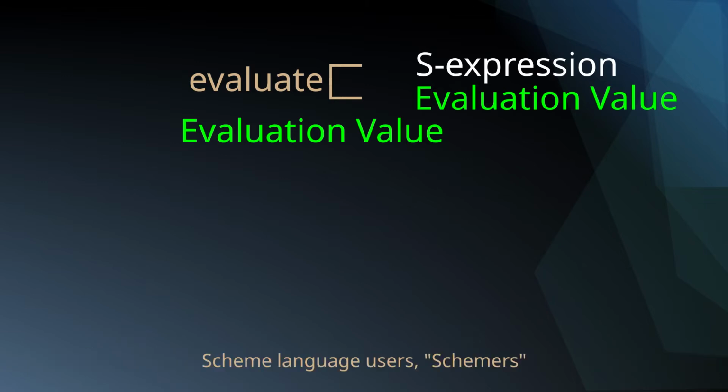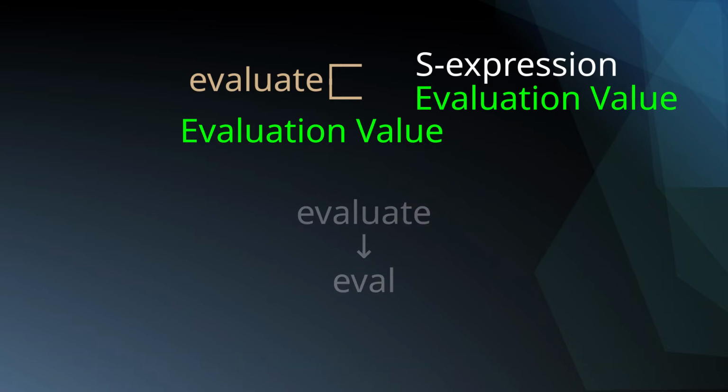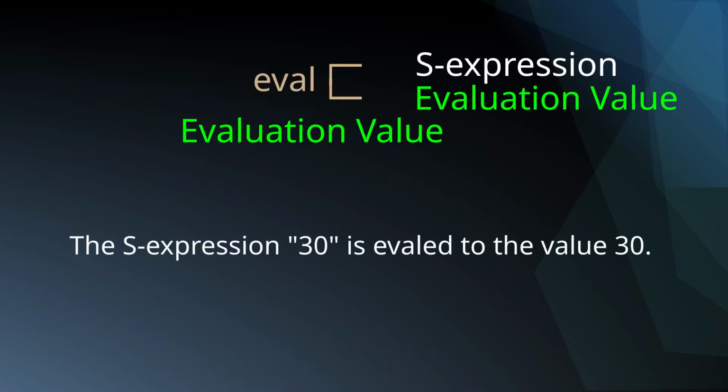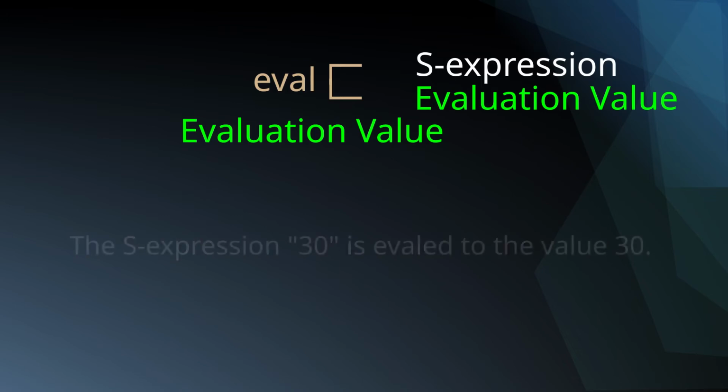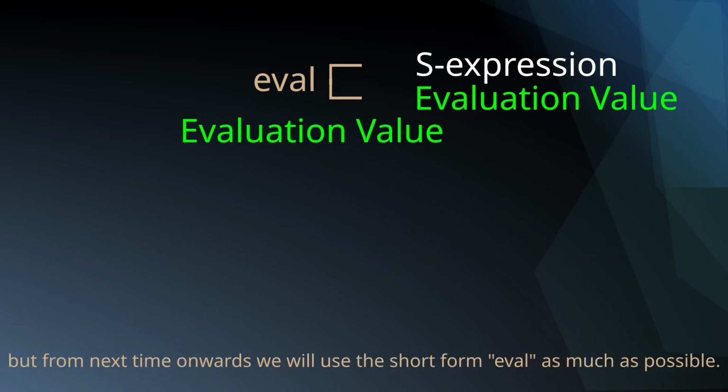Scheme language users, schemers, seem to use the word eval, which is a contraction of evaluate. We will follow their convention. The S expression 30 is evaled to the value 30. This time we will use evaluate, because it is an explanatory video, but from next time onwards, we will use the short form eval, as much as possible.